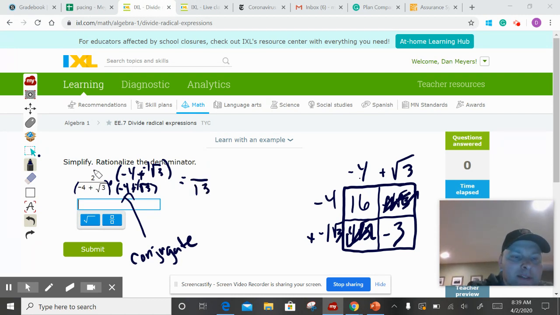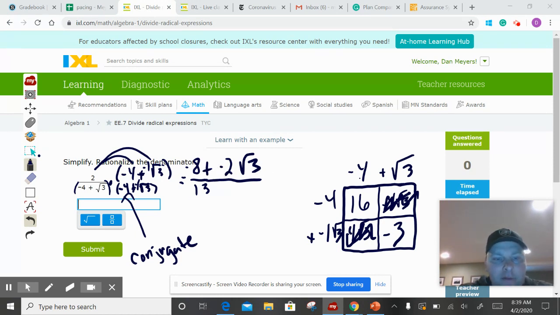The top, this is now one term times two terms, so we're going to distribute here. So now we have 2 times -4, which is -8, plus, and then 2 times -1 root 3, that'd be -2 root 3. So we have -8 plus -2 root 3 over 13. This you could write as a subtraction right here, this negative.